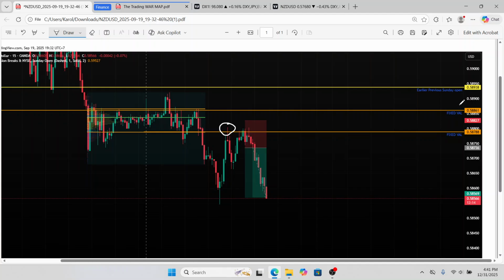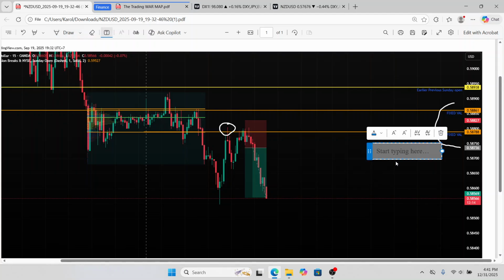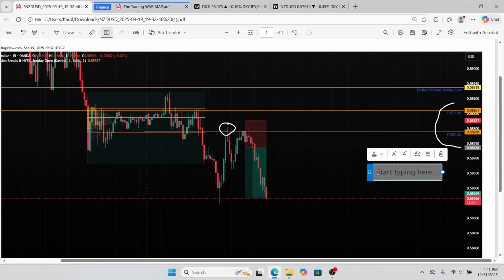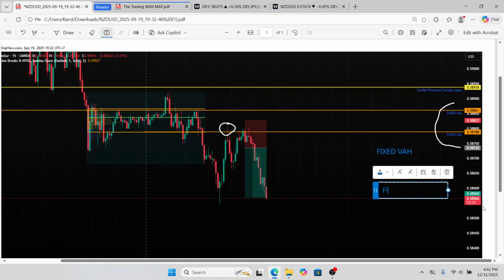And another thing as well is you might be wondering, why is there two fixed value area low? Because we have the fixed POC. I will put this here. So we have the fixed value area high first, and then we have the fixed POC. That's where the highest volume has been traded. And then we have the fixed value area low.